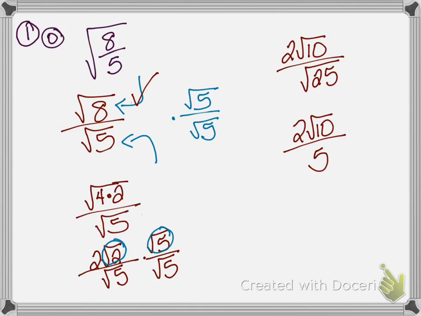Now, do you see how this 5 is no longer inside the square root, but this 10 is inside the square root? You cannot cancel those or simplify those because one's inside and one's outside. In order to simplify those further, they both have to be inside, and they're not. So our final answer to this is 2 on the square root of 10 over 5.